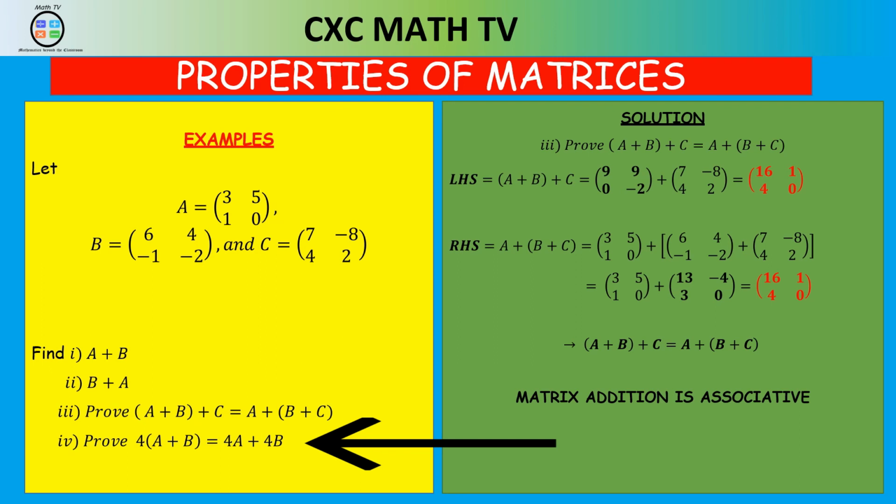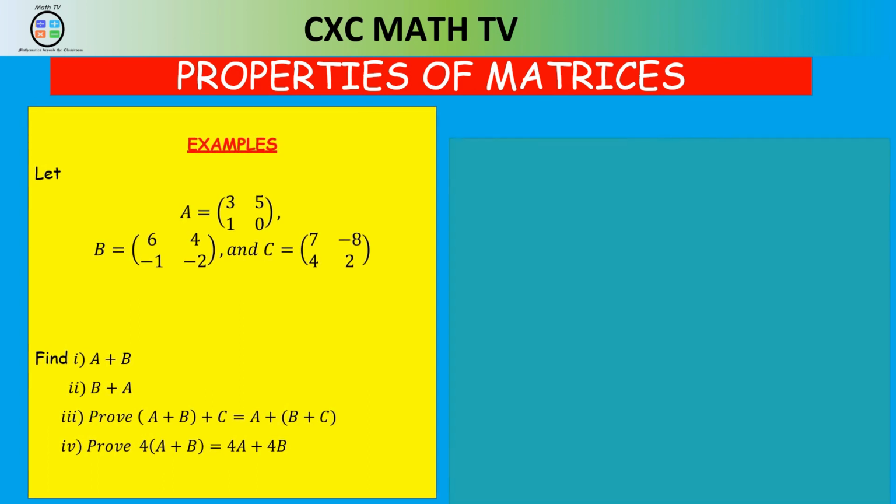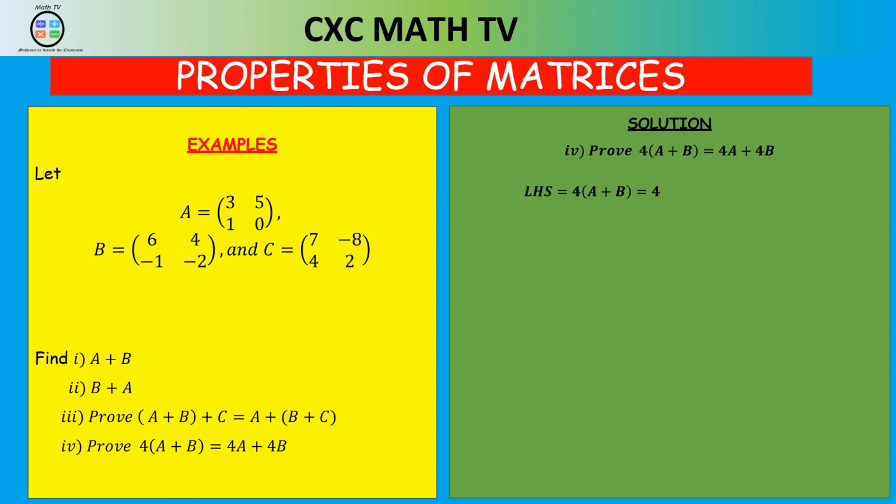Finally, part 4 says to prove that 4 in bracket A + B is equal to 4A + 4B. Now to do this proof, we start from our left hand side. We need to prove that 4 times (A + B). So we write down 4 in bracket A + B. So A + B, when we add those, works out to be 9, 9, 0, negative 2. And then we multiply everything by 4. 4 times 9 is 36. So that's 36, 36, 0, negative 8. So 4 times (A + B) is 36, 36, 0, negative 8.